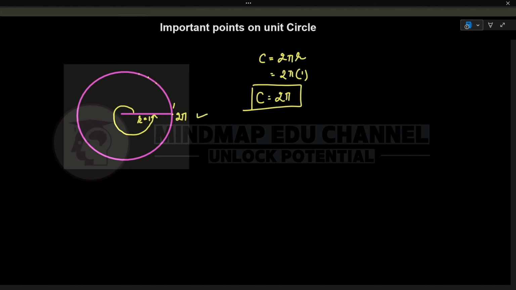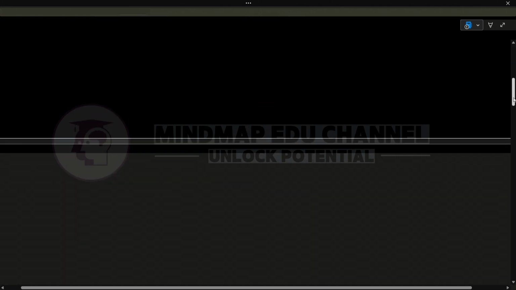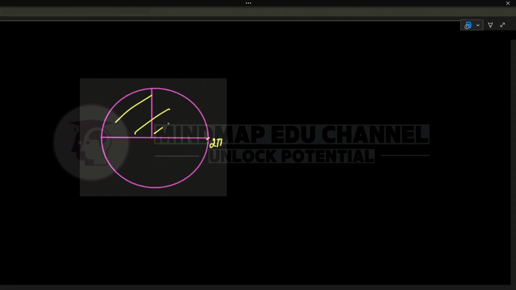Now there are infinite points on the circle, but here in today's class we will learn the most important 16 points on it. So let's start with the first 4 important points. Now you see the circumference of a circle is 2 pi. Now if I take the semicircle, then it is 2 pi over 2, and we will get here pi. Clear? Now divide this pi into 2 parts, that is, this is pi by 2 and this will be 2 pi by 2.